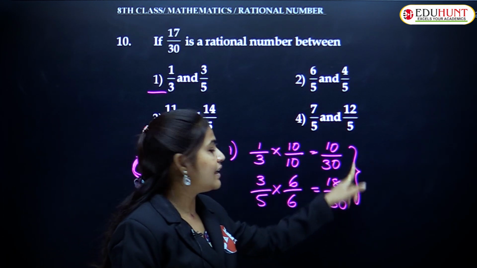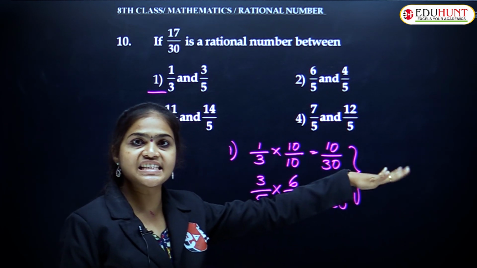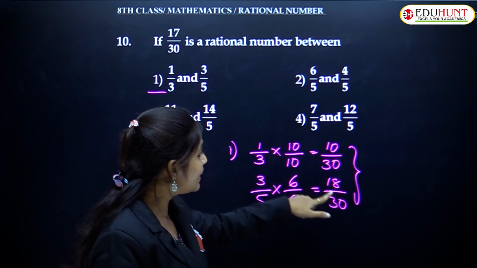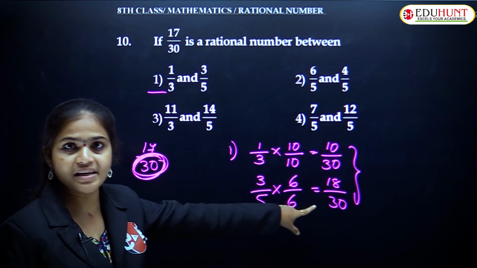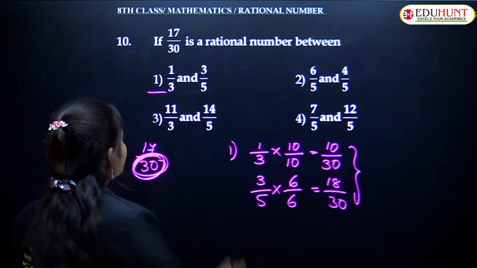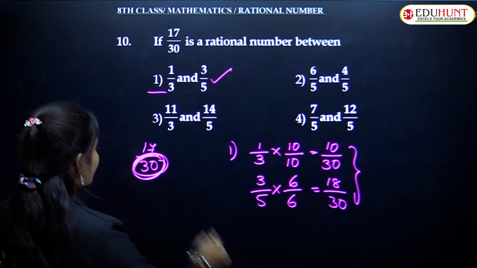Okay. 10 by 30, 11 by 30, 12 by 30, 13 by 30, 14 by 30, 15 by 30, 16 by 30, 17 by 30, 18 by 30 is the last number. So 17 by 30 they are asking. So that number lies in between these two numbers, right? So that's why here the first one is satisfying. Okay. Just check the next one.